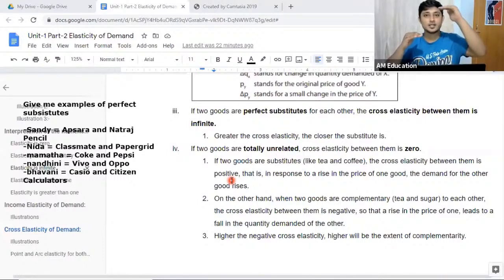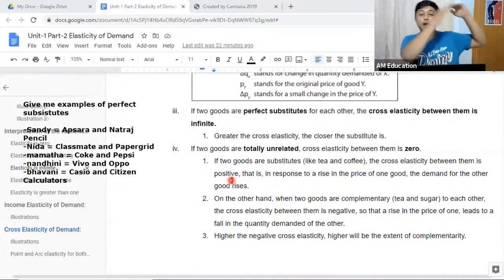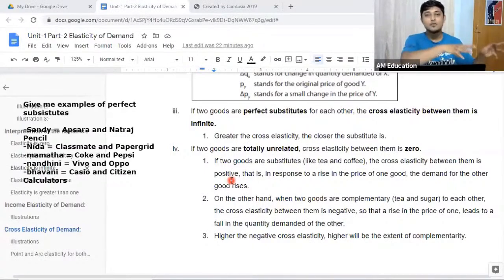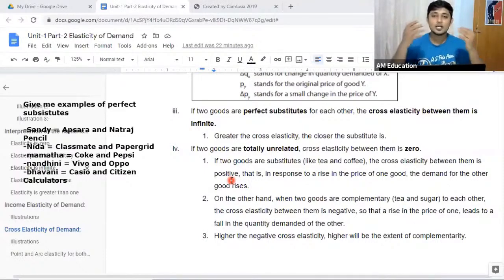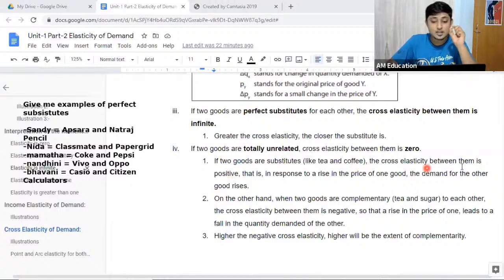Price of coffee is increasing. Demand of tea will increase, no? Because demand of coffee will decrease. And all the coffee drinkers will come to the tea stall. Same stall, but now they'll go for tea. So as the price of coffee is increasing, the demand for tea will increase. So if two goods are substitutes, the cross elasticity between them is positive. That is, in response to a rise in the price of one good, the demand for the other good rises.